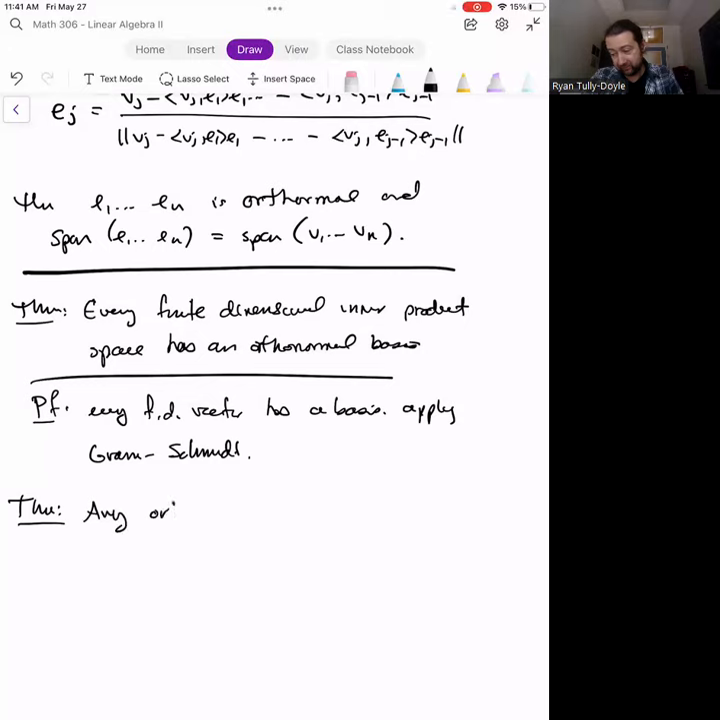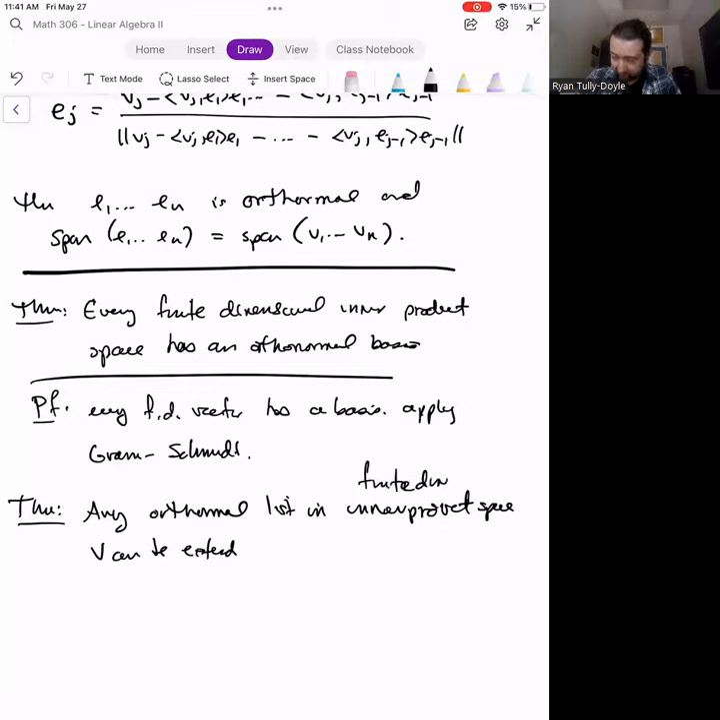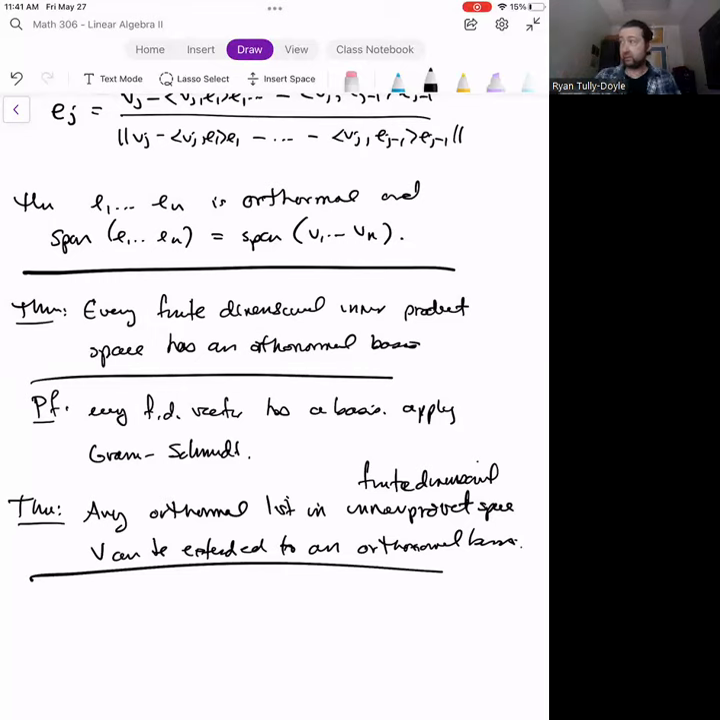Any orthonormal list in an inner product space V can be extended. Finite dimensional, sorry, careful here. Any orthonormal list in a finite dimensional inner product space V can be extended to an orthonormal basis. And this is just by the extension theorem.